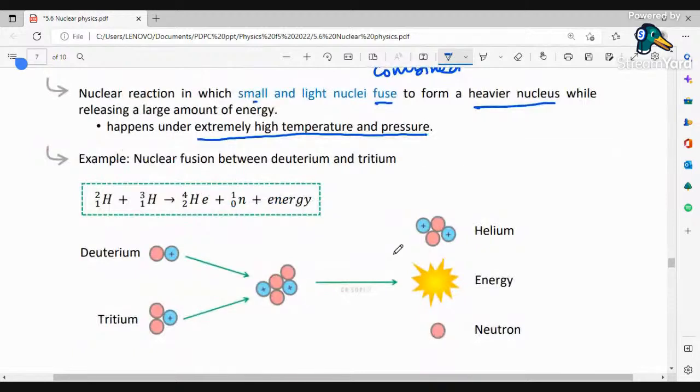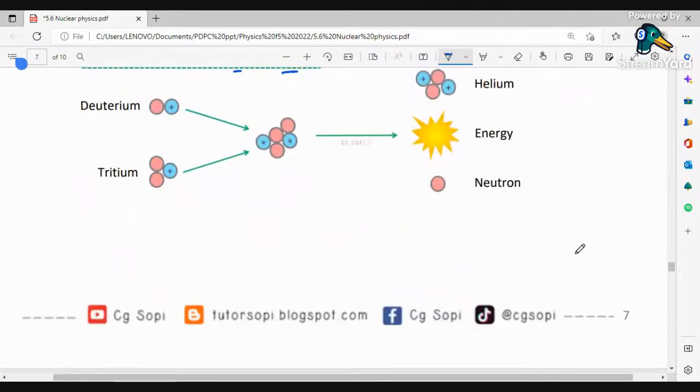Okay, an example here is we have deuterium and tritium. These are lighter nuclei, there are two light ones. They combine to produce 4,2He, helium, which is heavier. This is heavier. Release one neutron and energy. So this is one example of nuclear fusion. Two lighter nuclei combine to produce one heavier nucleus. Release neutron and energy. Okay, this is one example of fusion.